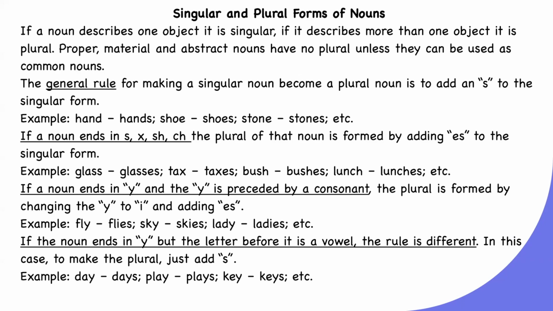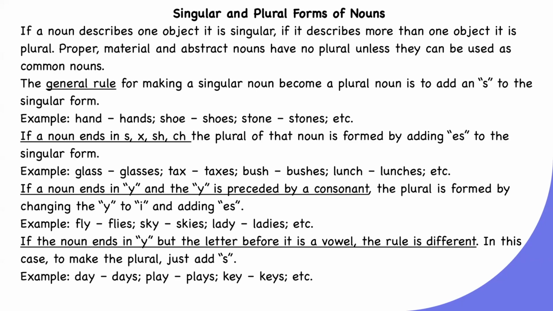The general rule for making a singular noun become a plural noun is to add an S to the singular form. That's easy. For example, hand becomes hands, shoe becomes shoes, stone becomes stones, etc. But if a noun ends in S, X, SH, or CH, the plural of that noun is formed by adding an ES to the singular form. For example, glass, glasses, tax, taxes, bush, bushes, lunch, lunches, etc.